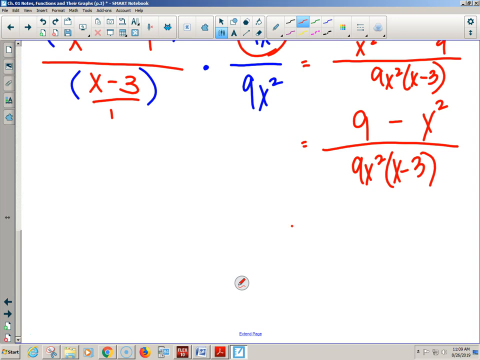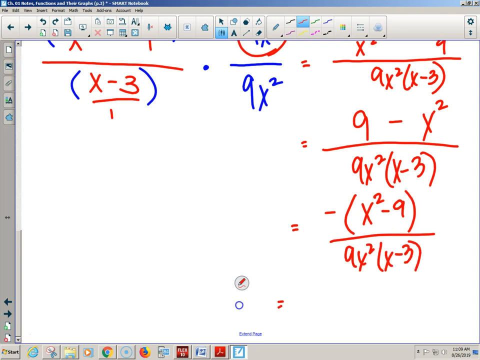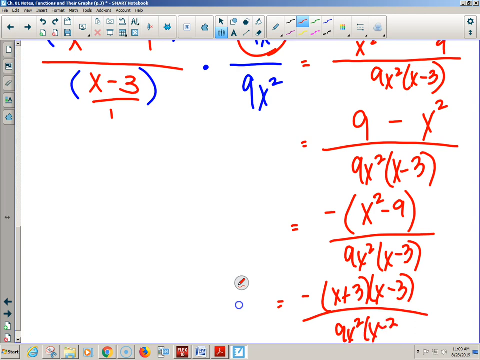But here's a nifty trick. If we ever don't like the order of the signs, we can just pull out a negative and make it what we want it to be. And then with one quick factoring of a difference of squares, then we get, I'm pretty sure, to that simplified form that the answer key would want us to have.